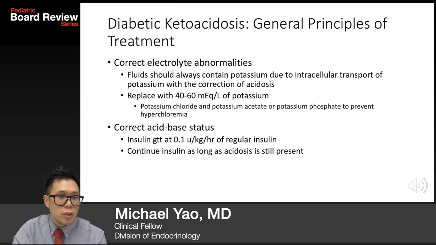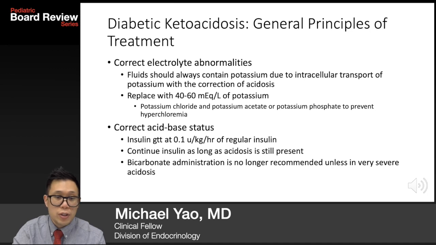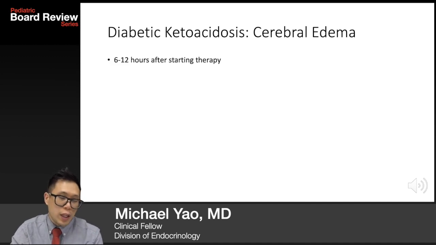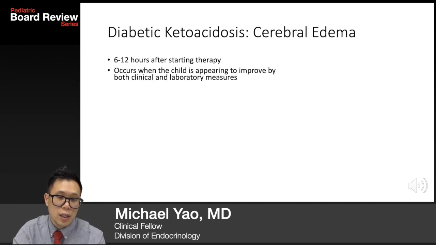And then the fourth general principle of treatment of diabetic ketoacidosis, or DKA, is to correct acid-base status, and that is done using an insulin drip with a dose of 0.1 units per kg per hour of regular insulin. Some things to remember is you want to always continue your insulin drip as long as acidosis is still present. But if you're dealing with hypoglycemia on your insulin drip, you want to titrate your dextrose to respond to that. And the last thing to remember about correcting acid-base status is bicarbonate administration is no longer recommended unless in very severe cases of acidosis.